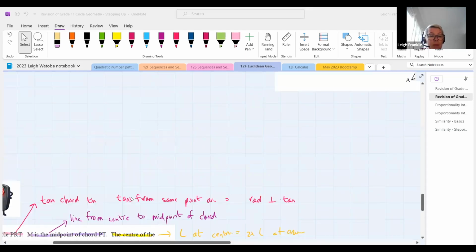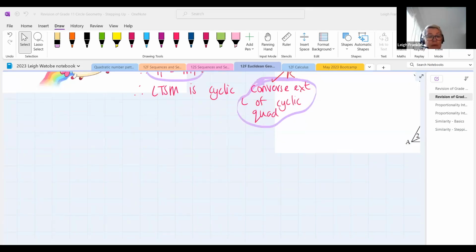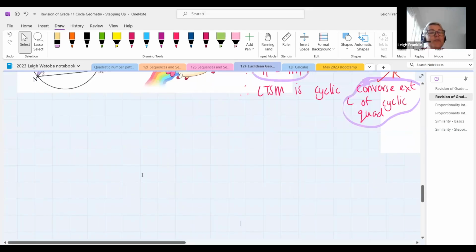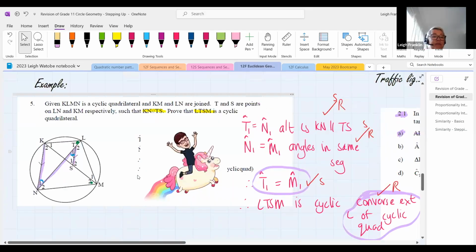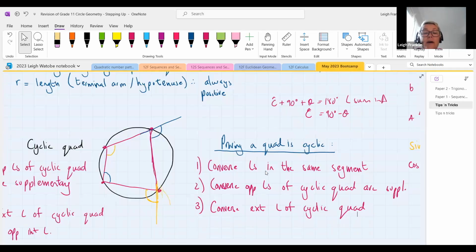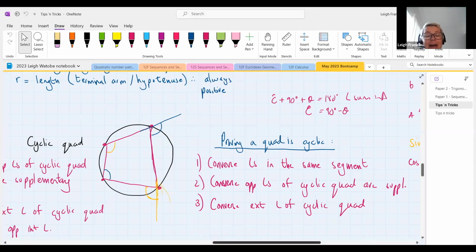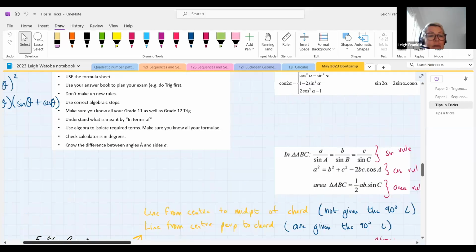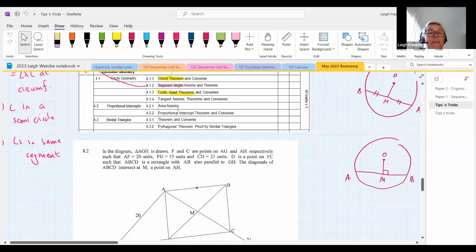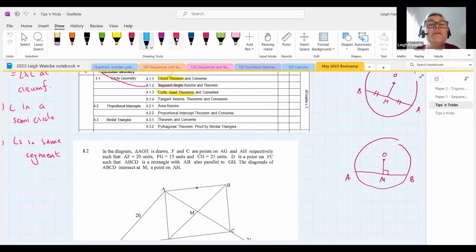Okay, so I'm in the middle of telling you a story about Euclidean geometry. That's the grade 11 stuff. Let's go back to over here. All right, so there's an example of how you would prove that a quad is cyclic. Where were we? Okay, and then your tangent axioms, theorems, and converses.